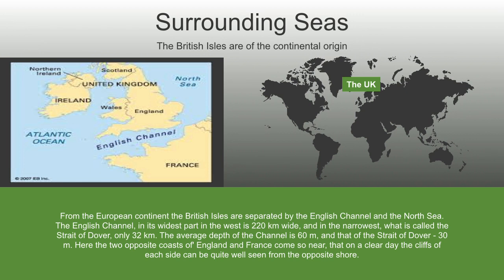From the European continent, the British Isles are separated by the English Channel and the North Sea. The English Channel, in its widest part in the west, is 220 kilometers wide, and in the narrowest, what is called the Strait of Dover, only 32 kilometers. Here, the two opposite coasts of England and France come so near that on a clear day, the cliffs of each side can be quite well seen from the opposite shore.